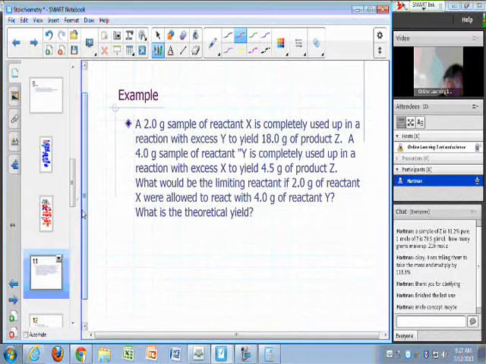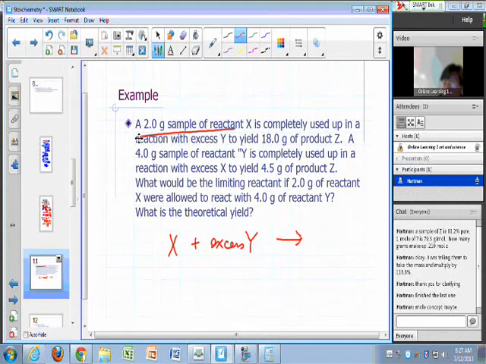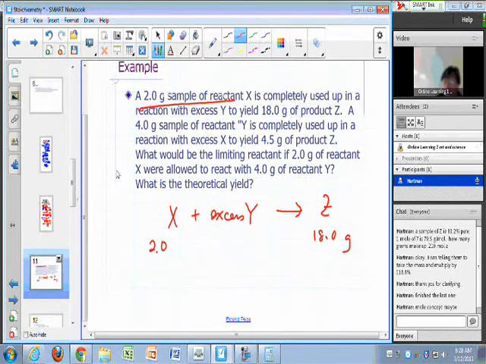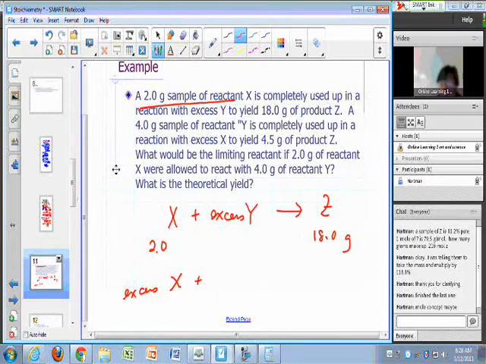Let's say you have 2 grams of X. It's completely used up when it combines with Y. So X plus excess Y gives you Z. You have 2 grams of X and you got 18 grams of Z. Whereas if you start off with excess X plus 4 grams of Y, you get 4.5 grams of Z.